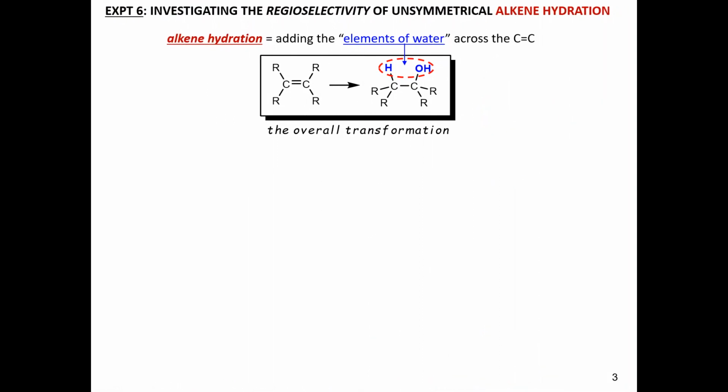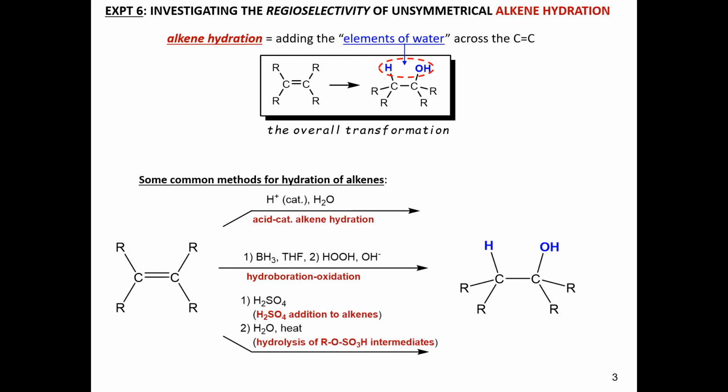Three common laboratory methods for alkene hydration are shown here. One method involves heating the alkene and water in the presence of a catalytic amount of an acid, referred to as acid-catalyzed alkene hydration. Another method involves first treating the alkene with borane in THF solvent and then oxidizing the resulting organoborane with hydrogen peroxide in the presence of hydroxide base. This is called hydroboration oxidation.